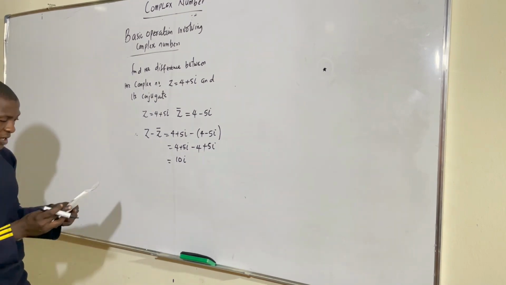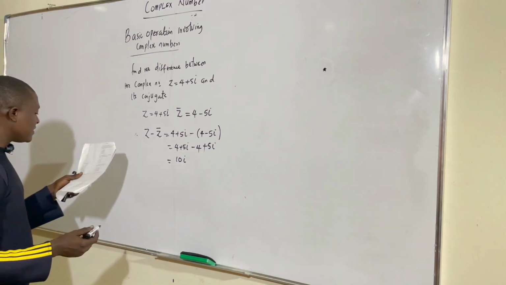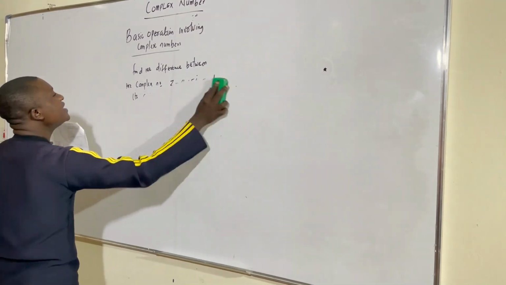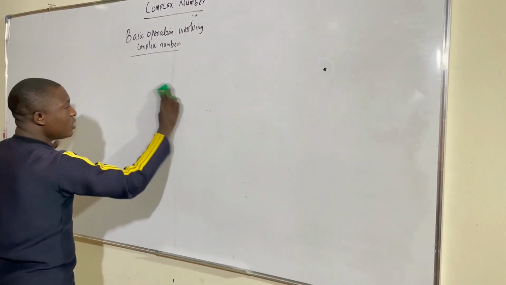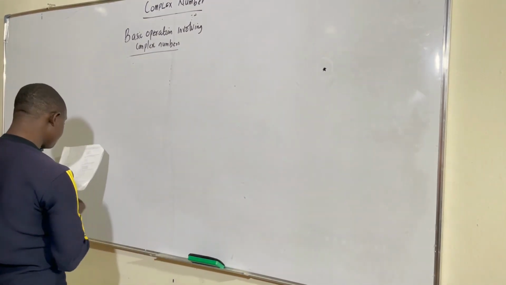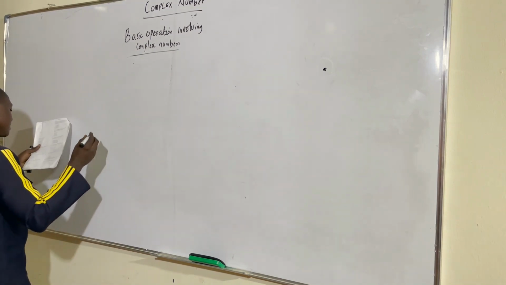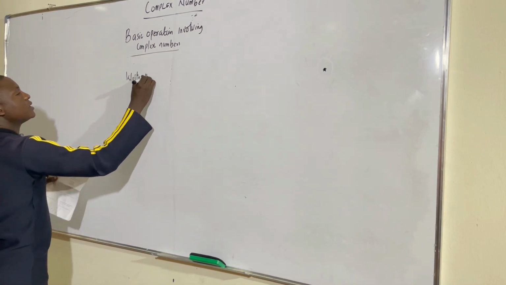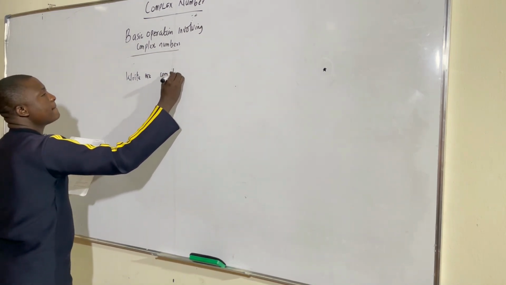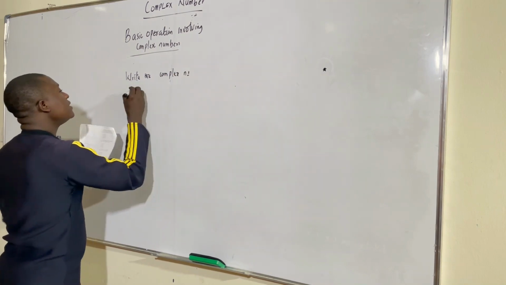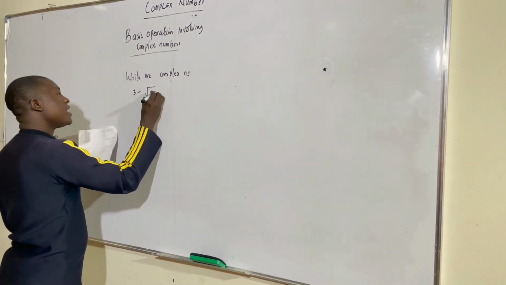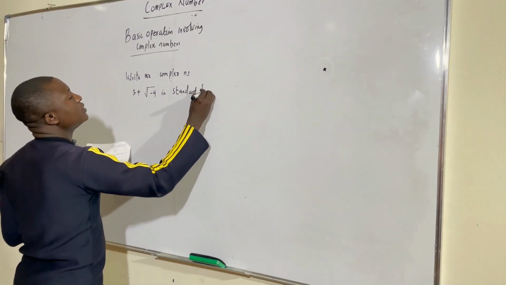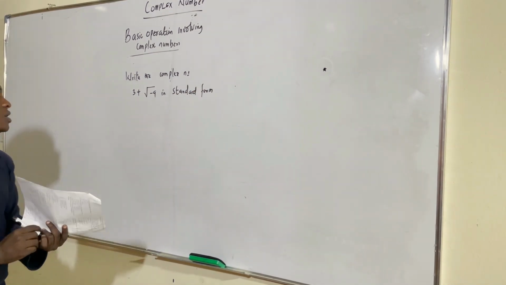We have another one here. They said write the complex number 3 plus root of minus 9 in standard form. I love these examples. They are very nice and interesting. You can see that's the beauty of mathematics. Now let's look at this example too. Yeah, so now you look at this one as well.